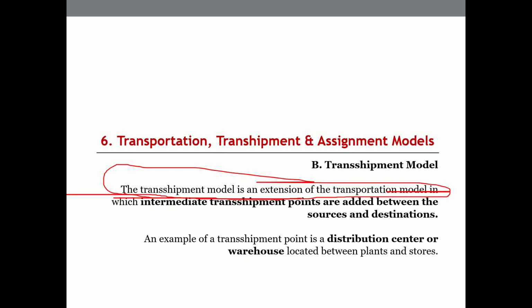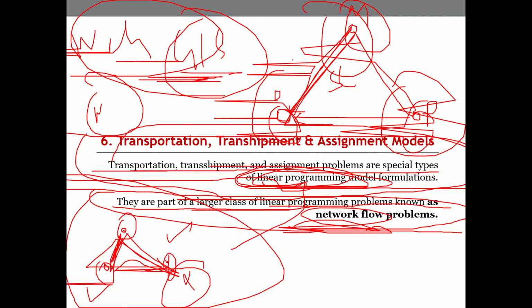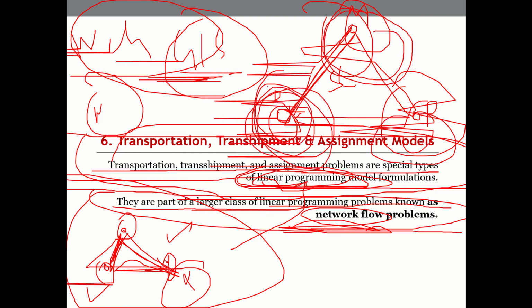Then the transshipment model, there is a second word that is there. The transshipment model is an extension of the transportation model in which intermediate transshipment points are added between the source and destination. An example of a transshipment point is a distribution center or warehouses located in the plant. Okay, in this case we have a manufacturing unit, processing unit, and then we have direct distribution. Here we say that okay, let us store it somewhere before it is actually sent to the store, or before it is actually sent to the final destination.